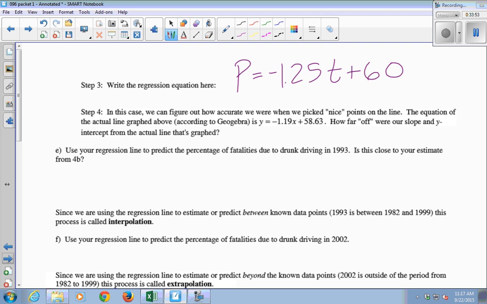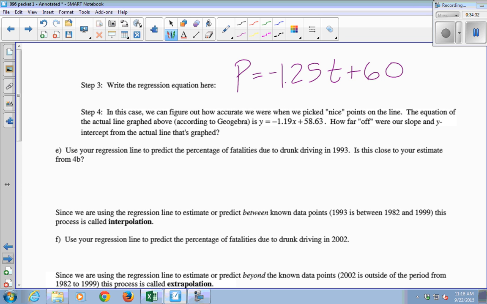All right, so in this case, we can figure out how accurate we were when we picked nice points on the line, right? If you have a computer find the line of best fit, it comes out to -1.19x plus 58.63. How far were we off based on the points we picked? Not too bad, right? Our slope was really close. Y-intercept is off by like 1.5-ish. Yeah, so we were really close. So using sort of an eyeball approach is really not that much worse than letting a computer do it.